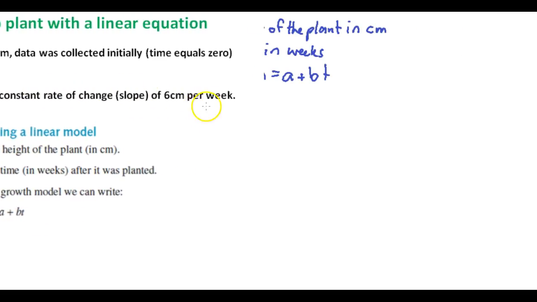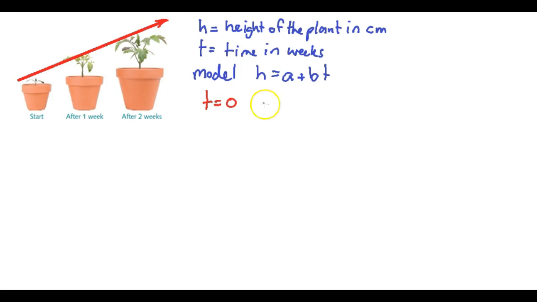When t was 0, h was 5. And that's the y-intercept, if you like, in this case the h-intercept. So a equals 5. So we also know that they collected data every week and they noticed that it was growing at a rate of 6 centimeters a week. So the rate of change is 6 centimeters a week.